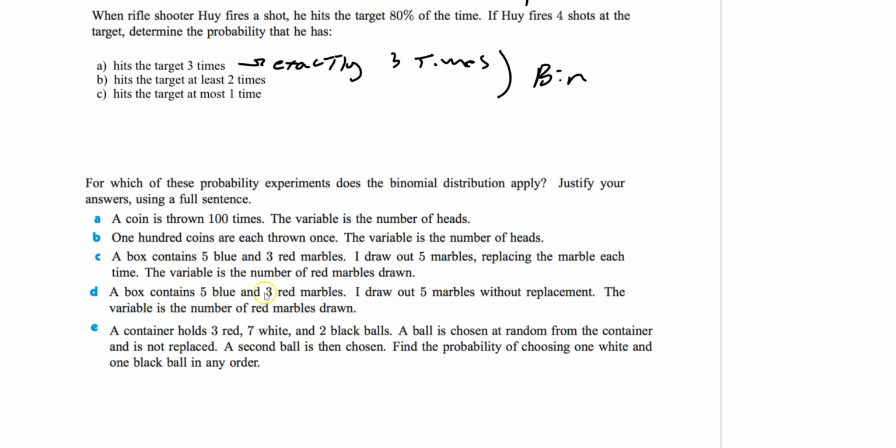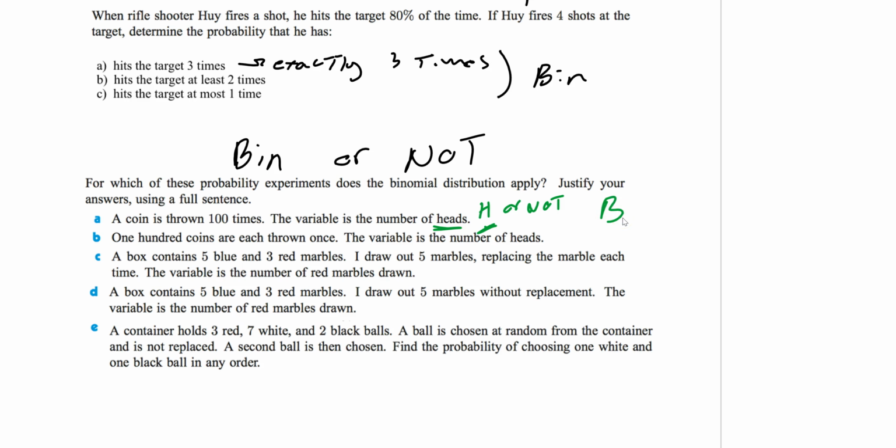So let's do some quick examples of our favorite game show, binomial or not. Woo! Real quick, let's figure out if these things are binomial or not. The first one: a coin is tossed 100 times. The variable is the number of heads. All I know is the number of heads, and I don't care about anything else. That's binomial. Woo! If you're throwing it 100 times, throwing the coin is automatically independent. The odds never change, and all you're talking about is heads or not heads. That's all we care about. So that's binomial.